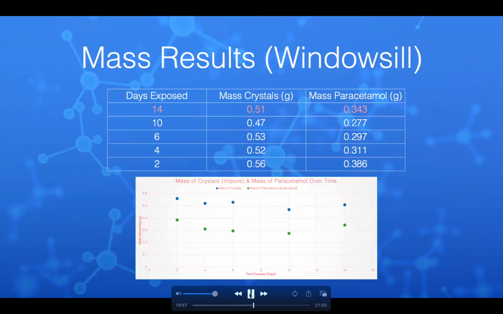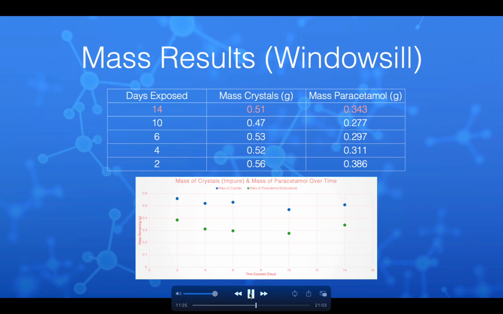So I randomly selected 4 windowsill samples to analyze. That is the left column. It tells you how many days exposed they were. The middle column is the mass of the crystals after evaporation, so left in the round bottom flask, which could contain moisture and impurities. The right column contains the mass of the paracetamol after back calculating using Beer's law.